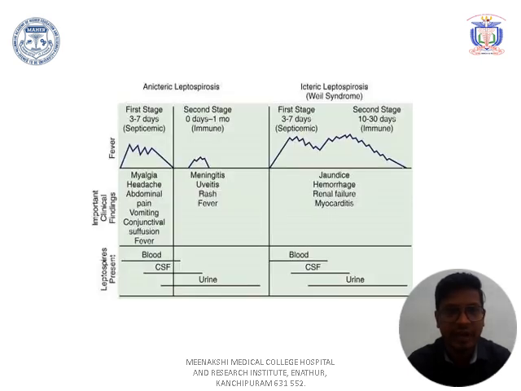As we discussed, anicteric and icteric leptospirosis both have a first and second stage. The first stage is common, with prodromal symptoms. The second stage differs: meningitis, uveitis, rash and fever in anicteric; jaundice, hemorrhage, renal failure and myocarditis in icteric.